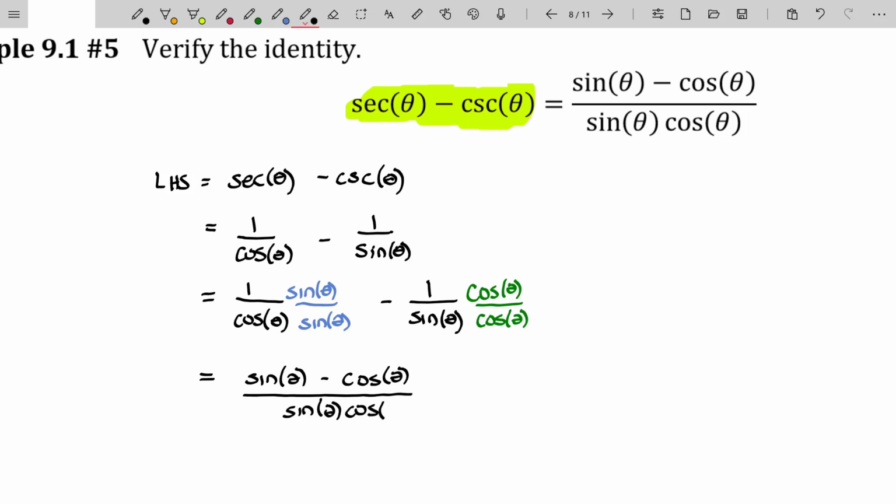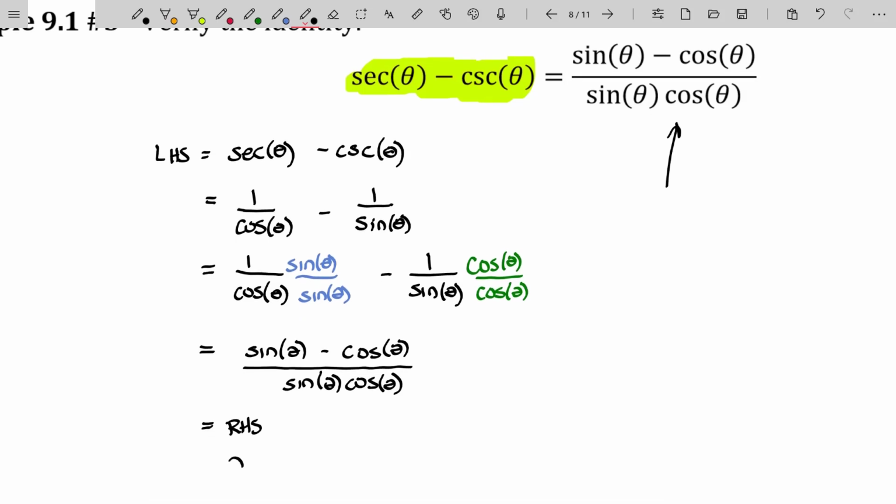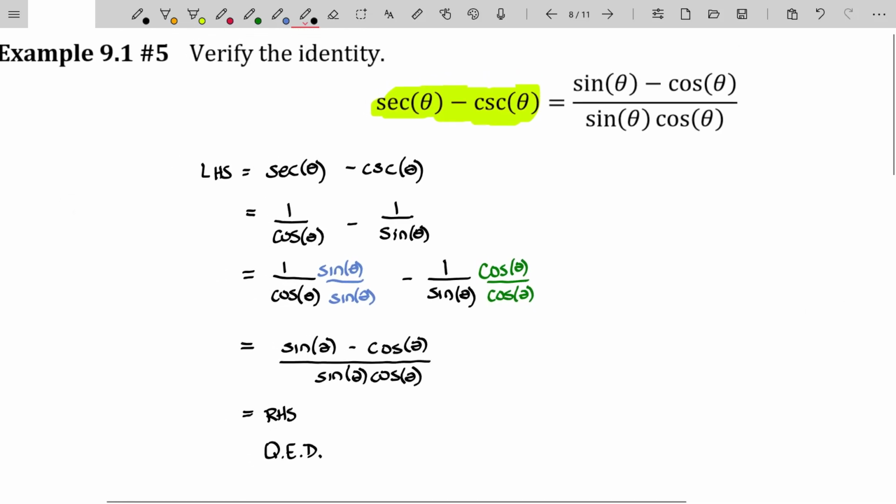And note, that is exactly where we wanted to end up. That's the right-hand side of our identity that we were supposed to verify. So we started with the left-hand side, and through logical deductive arguments and identities, we arrived at the right-hand side. We have proved that this identity is true. QED, quod erat demonstrandum. So it has been demonstrated. And that's fairly typical. In fact, that's somewhat of a low-level identity to prove, but it's fairly typical of the process.